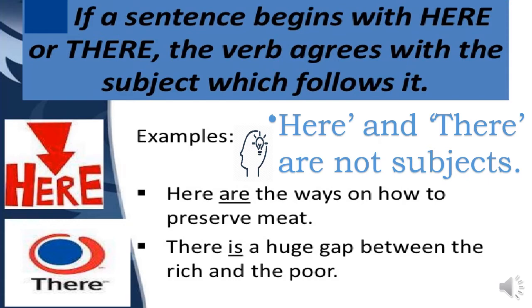Here are the ways on how to preserve meat. So ways is actually a plural form, and that's why we have the verb which is preceding in plural form. There is a huge gap. Huge gap is actually in singular form, so that's why we have the singular form of verb which is preceding the huge gap, that is. So the second example is there is a huge gap between the rich and the poor.